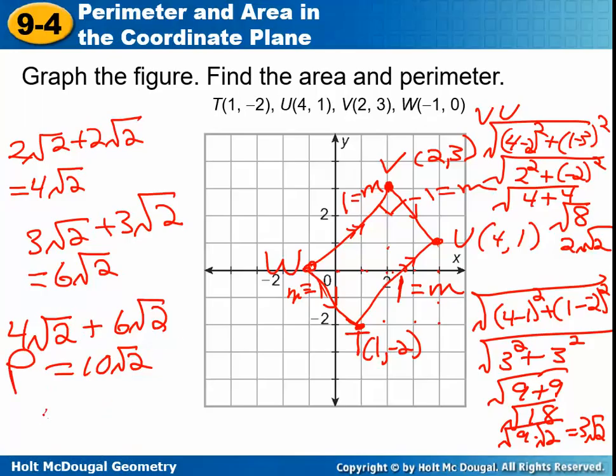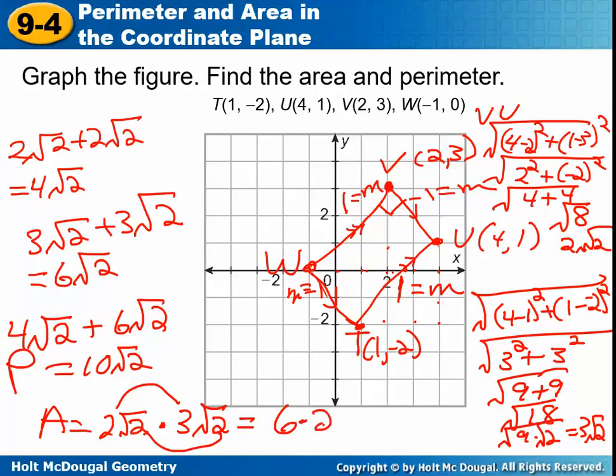Now my area, we could divide it into 2 triangles and so on, but the area of a rectangle is equal to base times height, and I found those. It's equal to 2 square root of 2 times, that was like side VU, and the other side was 3 square root of 2. So I can multiply these together and get that this would be 6 times square root of 2 times square root of 2 is 2. Square root of 4, but it's 2. So the area of this rectangle should be 12.